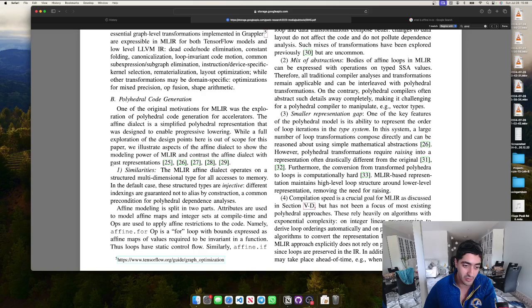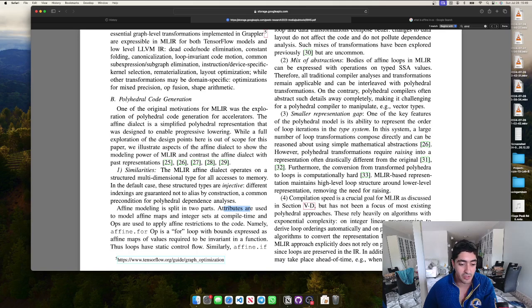Similarities. The MLIR affine dialect operates on a structured multi-dimensional type for all access to memory. In the default case, these structured types are injective. Different indexing is guaranteed not to alias by construction, a common precondition for polyhedral dependence analysis. Affine modeling is split into two parts. Alright, what are these two parts? These two parts, attributes, are used to model affine maps and integer sets at compile time.